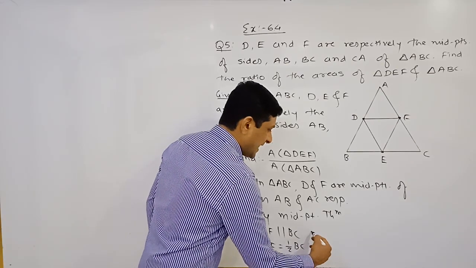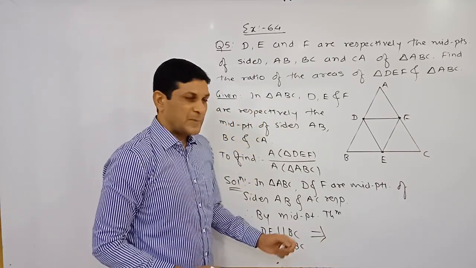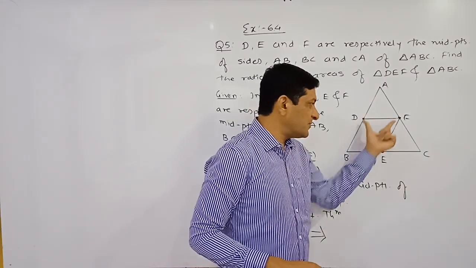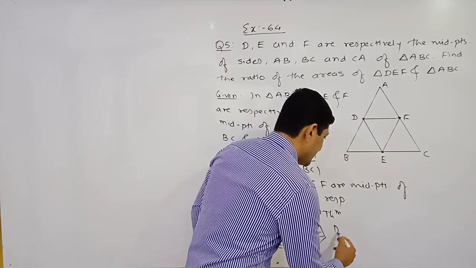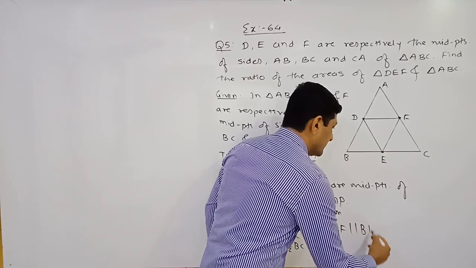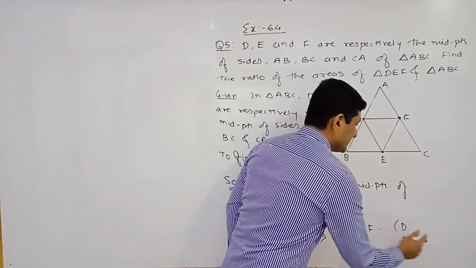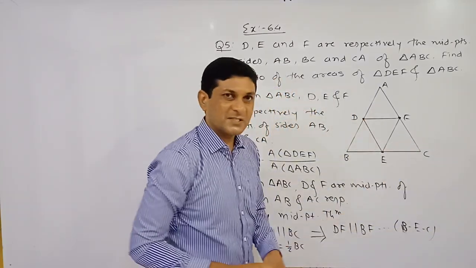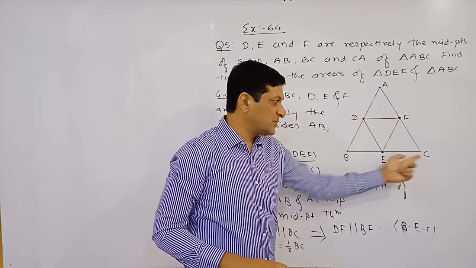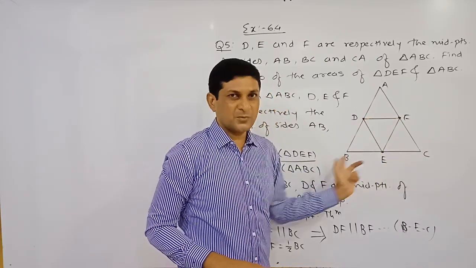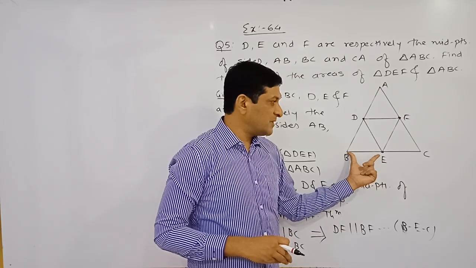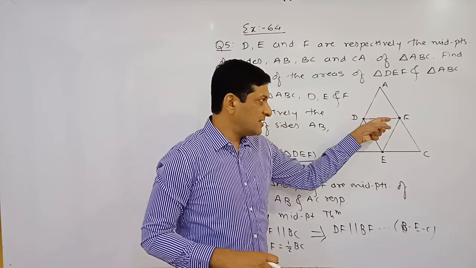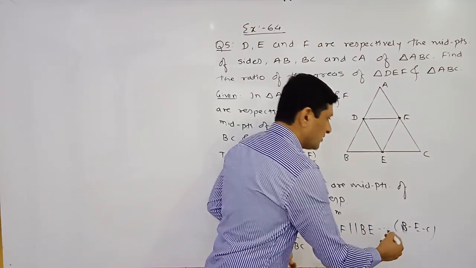So this implies that if DF is parallel to BC, we can say that DF is parallel to BE also. If you want to give the reason, give the reason that B, E, C are collinear points, means these three points lie on the same line. So if DF is parallel to BC, DF is parallel to every segment which lies on BC, and one of the segments on BC is BE. So DF is parallel to BE. This result we have got here.